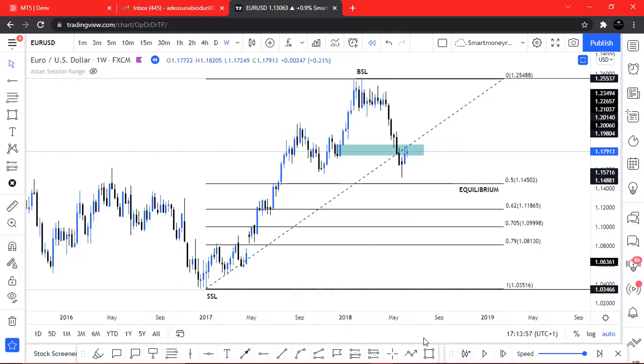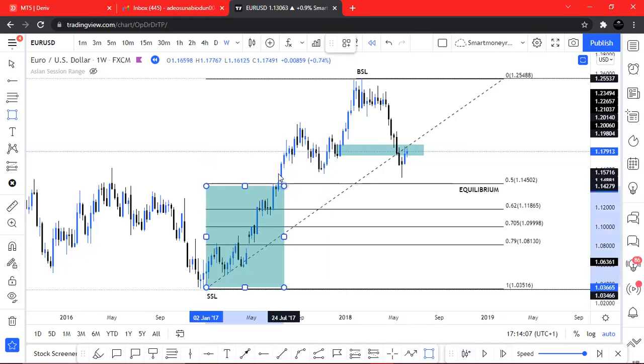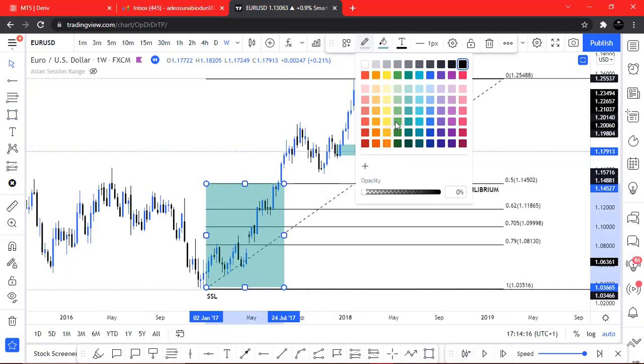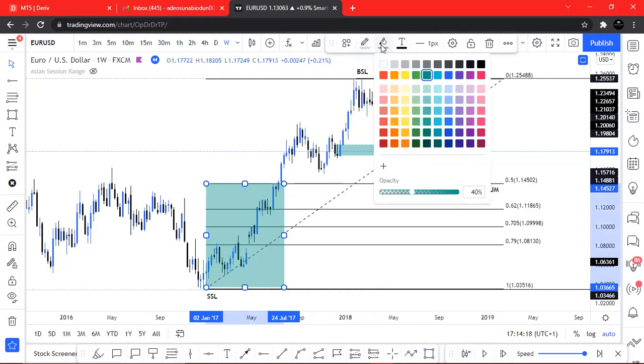Then we can now do something. Since we know price likes to buy from discounts, right? Yes. So we are going to draw a little box from this low to the 50% exactly like that. Then you can change the color to green, since discount is buy and green can represent that buy.